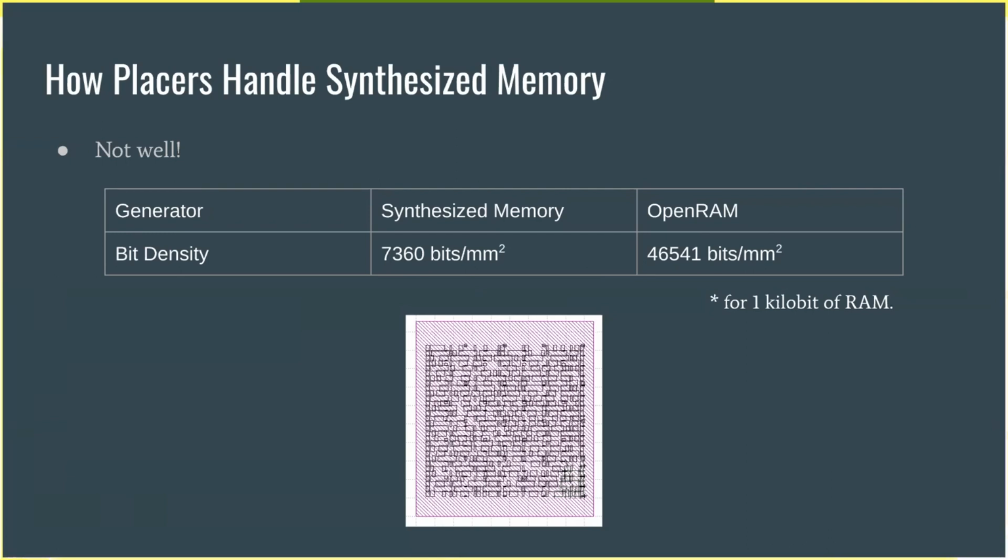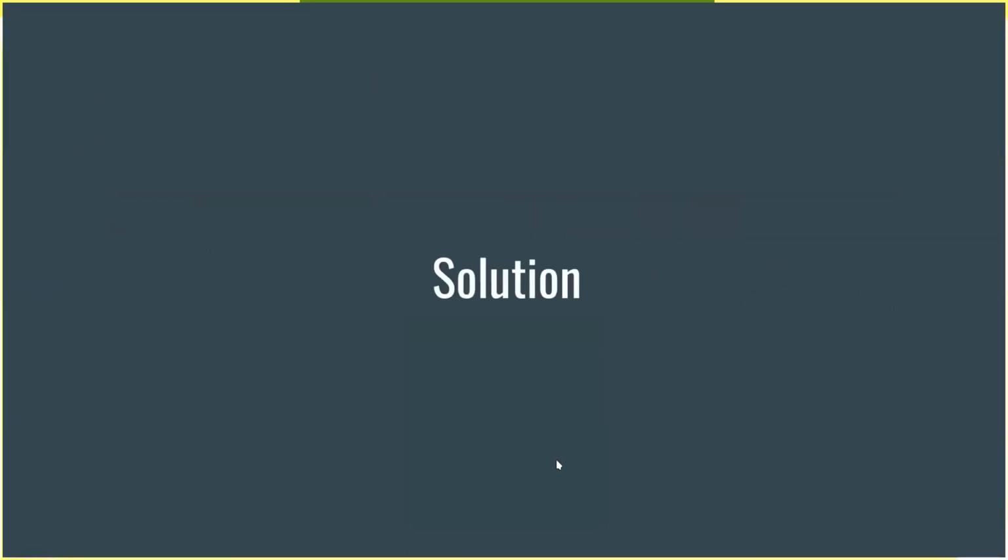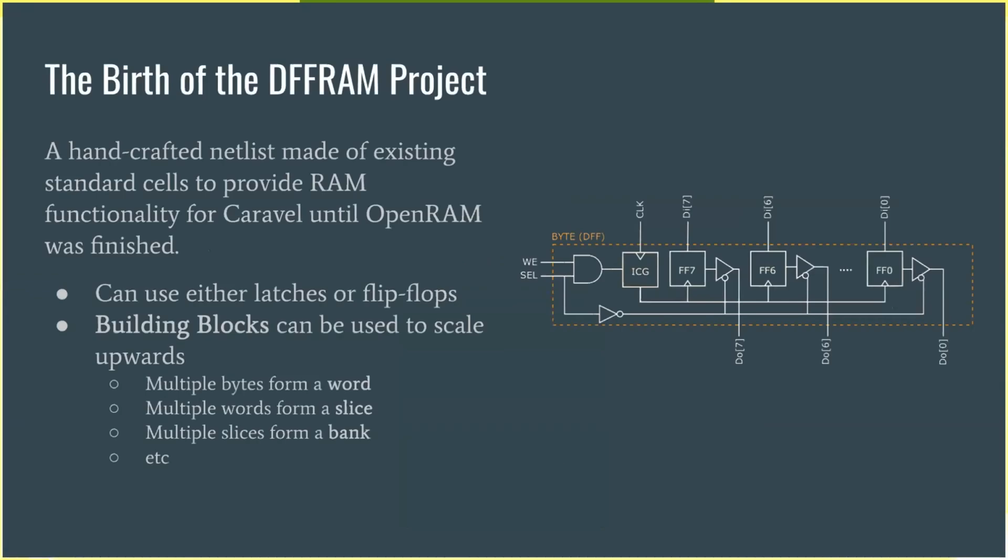So we have two problems here. A, synthesized memory is inherently inefficient, but B, placers waste a lot of space trying to place them too. You can see here I have a small image. You see a lot of empty space between the cells. So that's not tenable, and we do need a better way to do this. So we started working on the DFFRAM project.